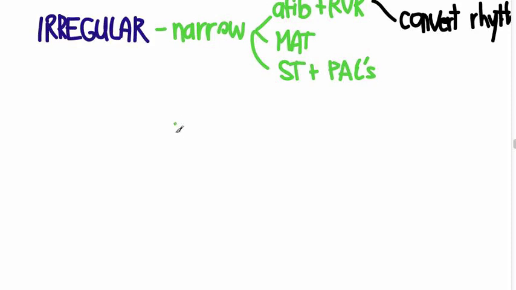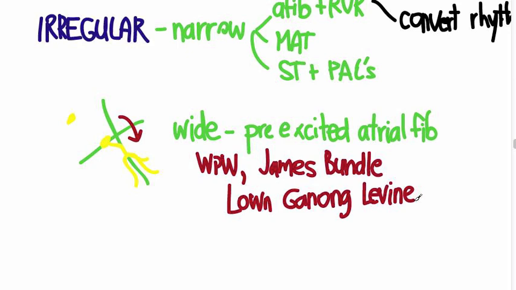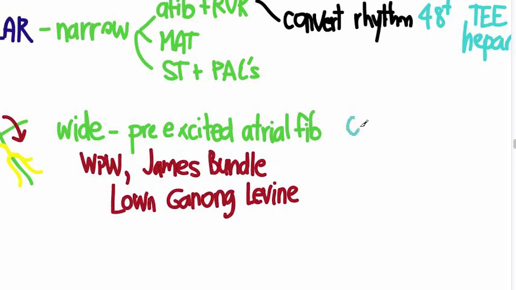So if it's irregular and wide, then the thing you have to worry about really is that thing we just talked about, which is atrial fib with pre-excitation, with the thought that you're having AFib, but you have this accessory pathway going down. And we know that if we block the AV node in someone who has one of these accessory pathways, we're going to get this super fast tachycardia that is not compatible with life. And it doesn't have to be just WPW, but that's the main one we know. There's also something called the James bundle or the Lown-Ganong-Levine. So the treatment here is no AV nodal blockers, but maybe procainamide.